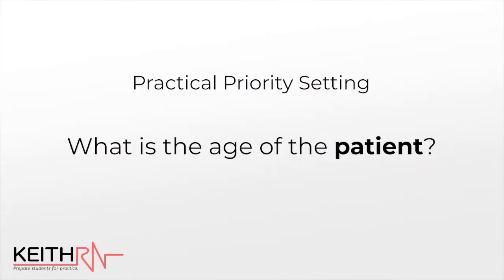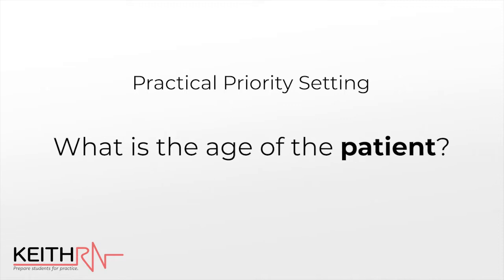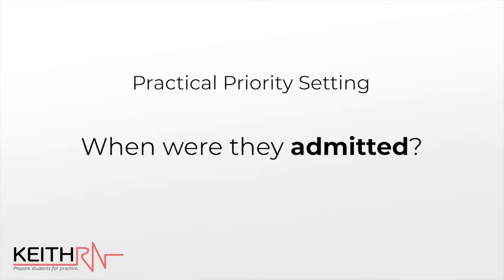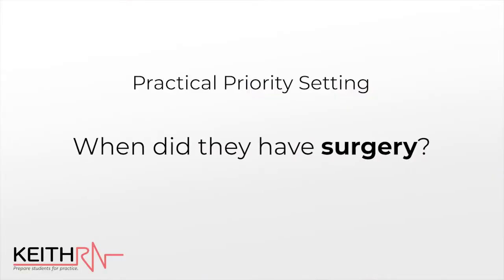Number 1, the age of the patient. If you have multiple patients and you have an older adult over the age of 65, the older patient is always at a higher risk to develop a complication, or at least a greater risk. Therefore, they should be seen first. When was this patient admitted? Remember that the more recent the admission, the more likely that patient is to be unstable. Therefore, when all things are equal, see the patient who was admitted or who had surgery most recently.